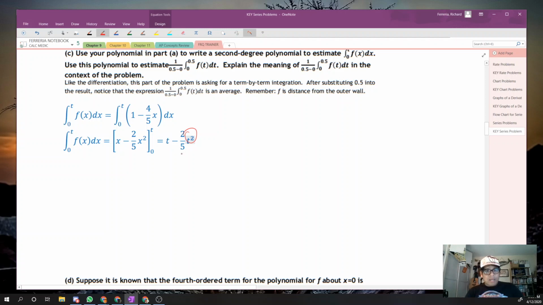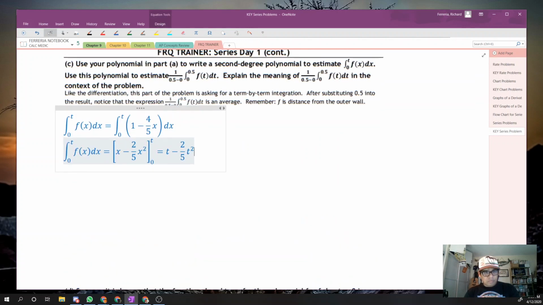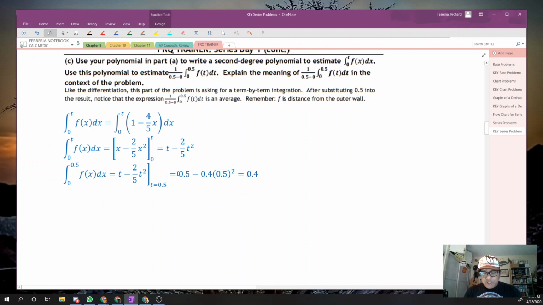So when I take a look at the next part, and I want to integrate this part, I am substituting 0.5, so I'm going to evaluate this when t equals 0.5. So I'm basically just going to substitute 0.5. And when you do all this mathematics, you're going to get 0.4 as your result. Maybe I should show that calculation.